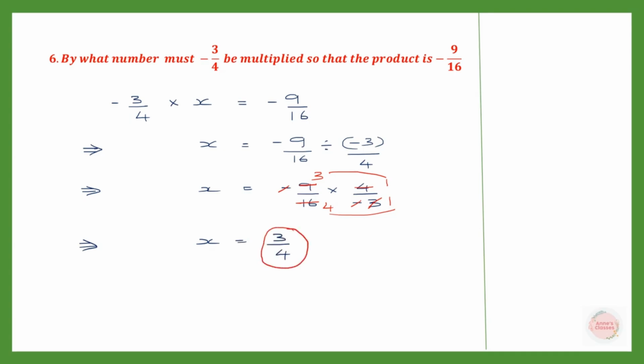So what have we found? We have found the value of x, and x is that number. Okay, so this number, by what number we were asked, isn't it? So this number, we took it to be x. And that we have found out now to be 3 by 4.